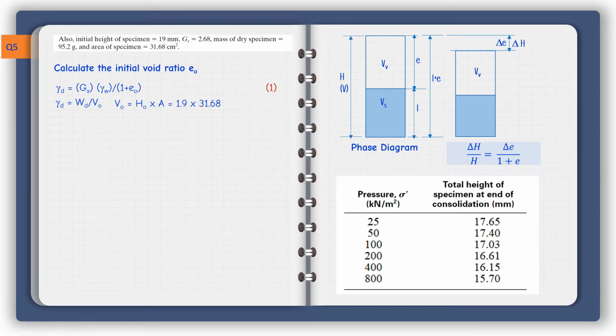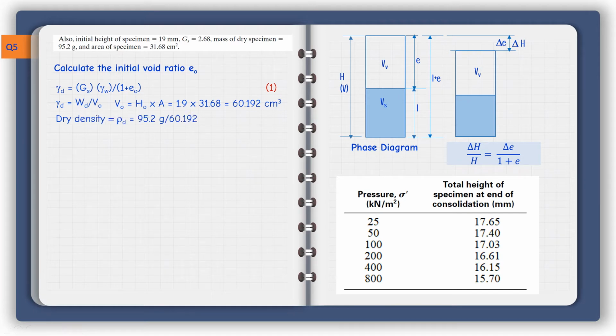So V naught equals the initial height times the area. The initial height is given here as 19 millimeters, so that's 1.9 centimeters, multiplied by the cross-sectional area of the sample, which is given here as 31.68. So I have now calculated the initial volume of the sample in cubic centimeters.